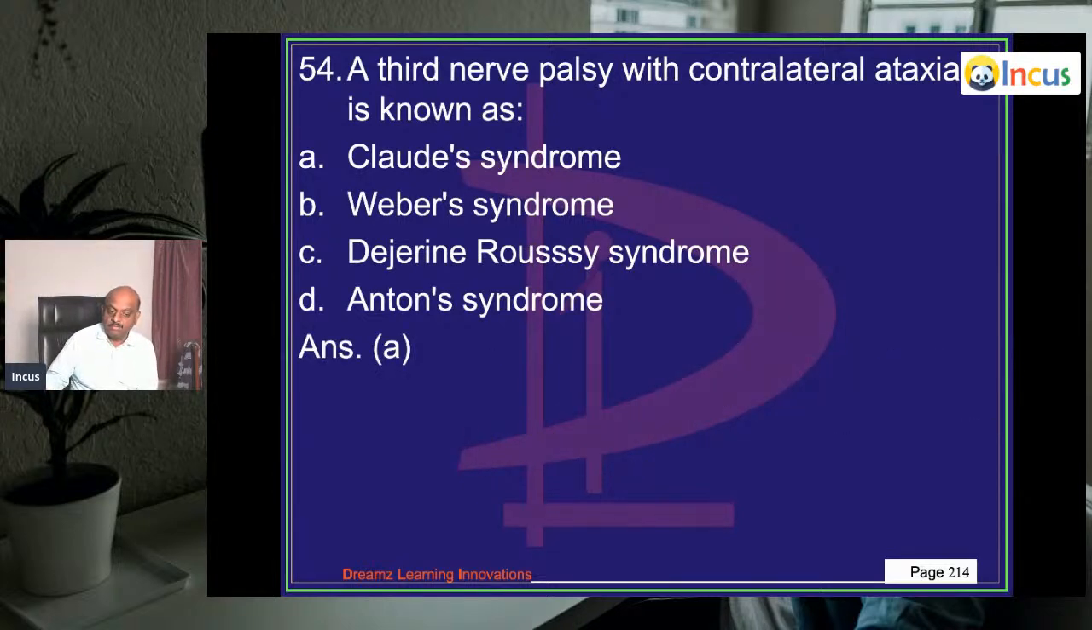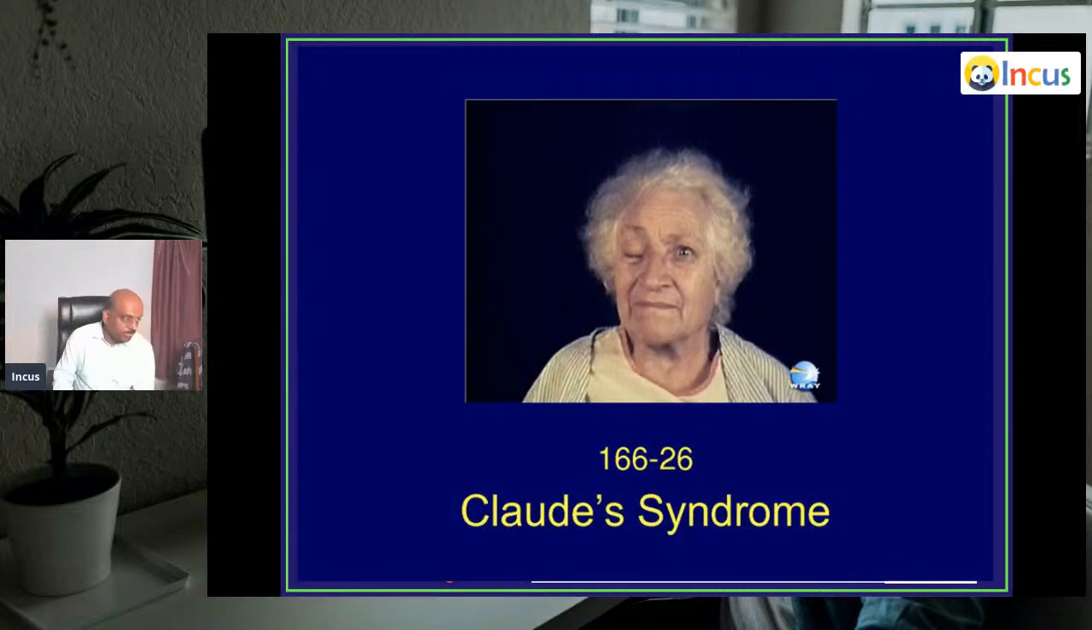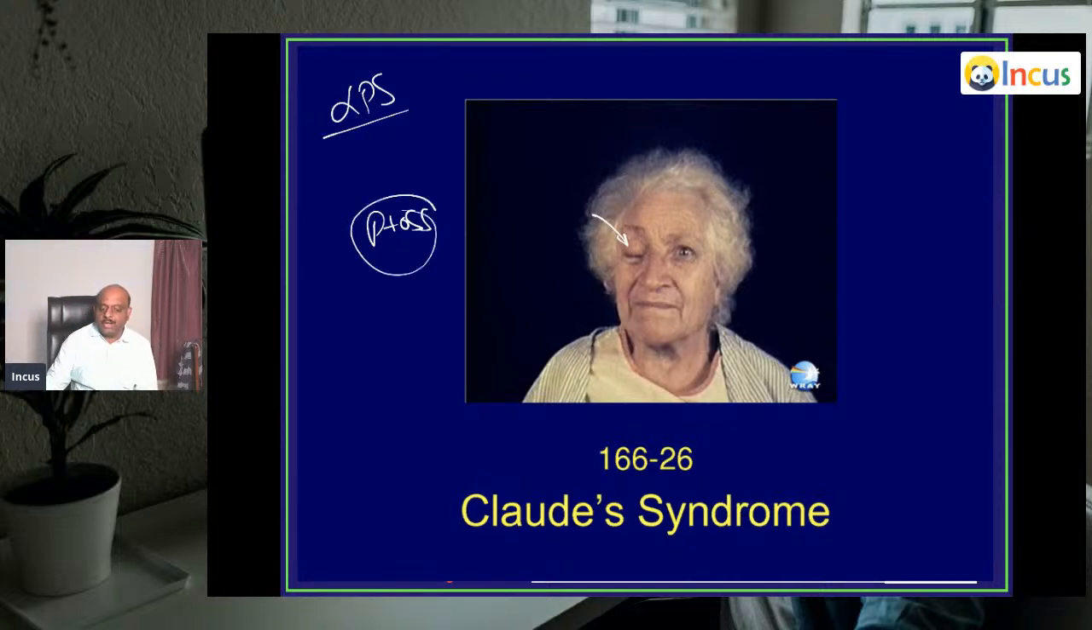Weber's or Claude's, where do you see third nerve palsy with contralateral ataxia in the case of Claude's syndrome? So in Claude's syndrome, because of the oculomotor palsy, there is a ptosis, because the oculomotor nerve supplies levator palpebrae superioris, which elevates your eyelid. And once that is injured, you get the ptosis.